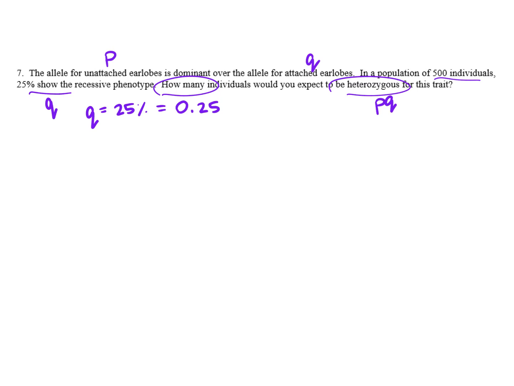So QQ is always going to equal the recessive trait. So I always start with my Q, and I can say that Q squared, which is the recessive trait, is equal to 0.25. So that's always where you start. You always start with Q squared, essentially.